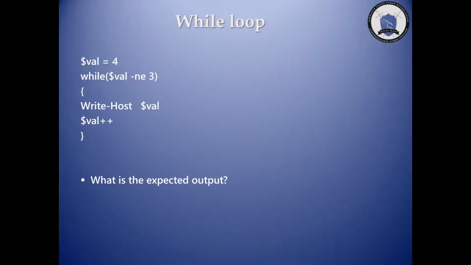So if you guessed an infinite loop, you would be correct, because you're starting with 4 and saying 4 does not equal 3. So that is true, but then you're increasing it to 5, 6, 7. Those numbers will never equal 3, which means they will always not equal 3, so the condition is never going to be false, which means you get that infinite loop.